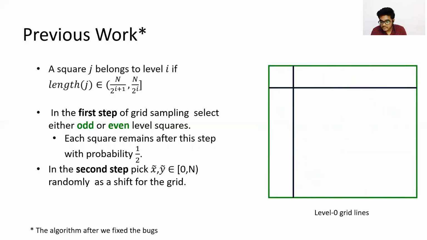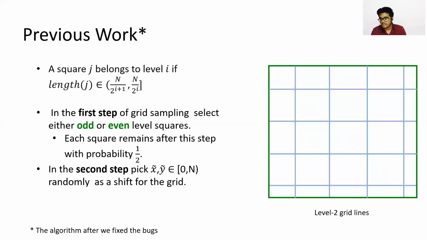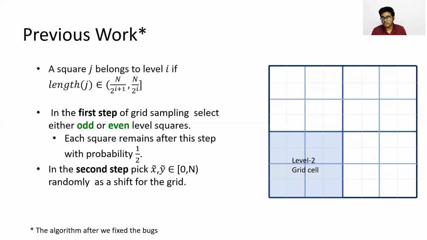So what are grid lines? These are the level 0 grid lines, level 1 grid lines. The gap between level 1 grid lines is n by 2 between two successive vertical lines and two successive horizontal lines. And in level 2 it is n by 4. So n by 2 power i is the spacing between these vertical and horizontal grid lines. So the higher the level, the more fine-grained. We also define something called a cell. A level i cell is the square formed by two consecutive vertical and horizontal level i minus 1 grid lines. So you can see a level 2 grid cell is formed by consecutive level 1 grid lines.